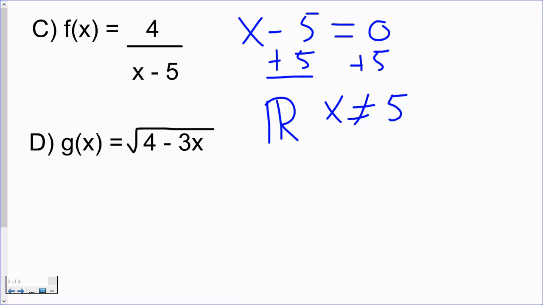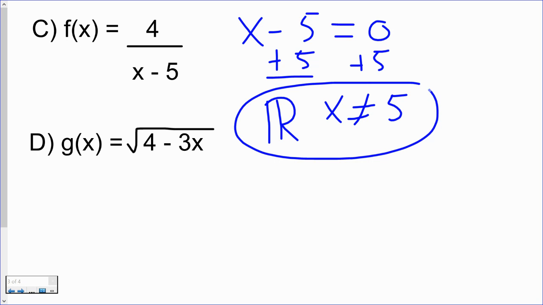So that's the all real number symbol. So this is basically saying it can be anything except it can't equal -5. And if you just say x can't equal 5, that's fine too.